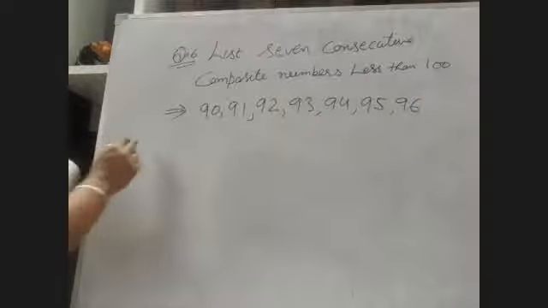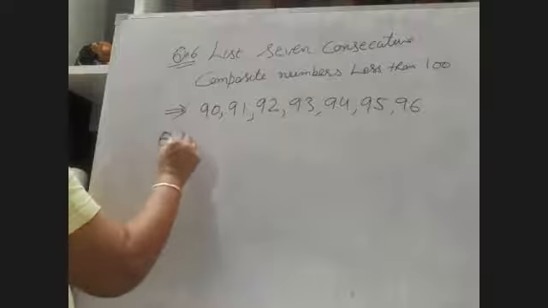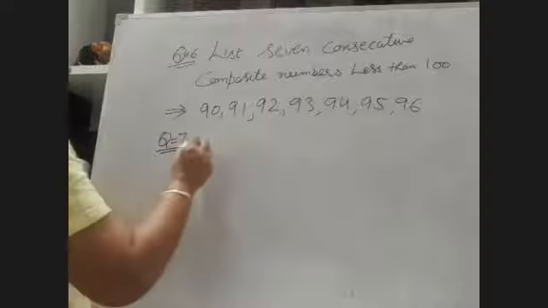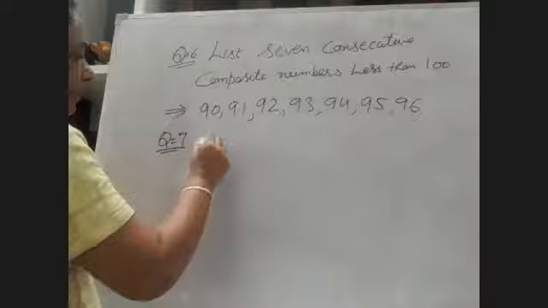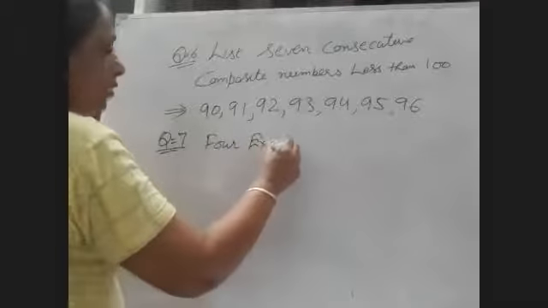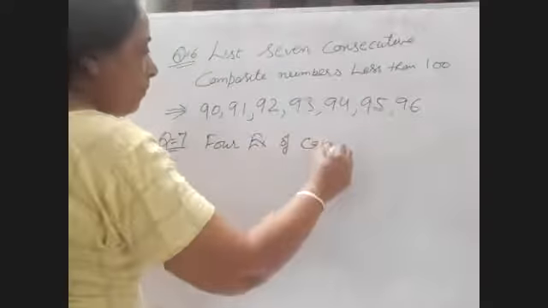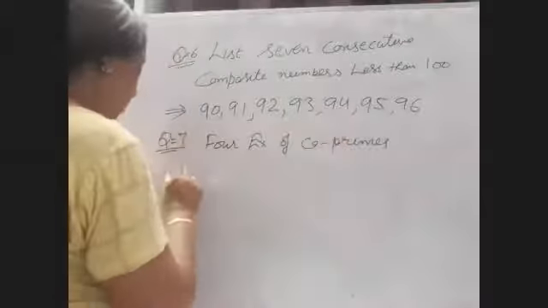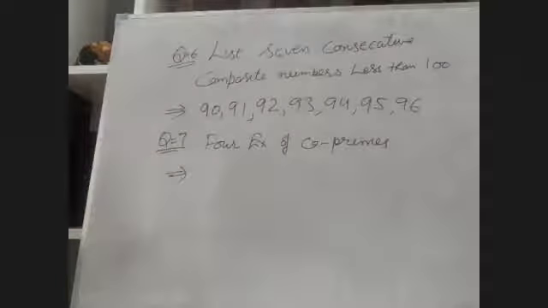Next is seventh question. Give 4 examples of co-primes. Yes, friends. First we discuss what are co-primes. Yes, friends. What are co-primes?